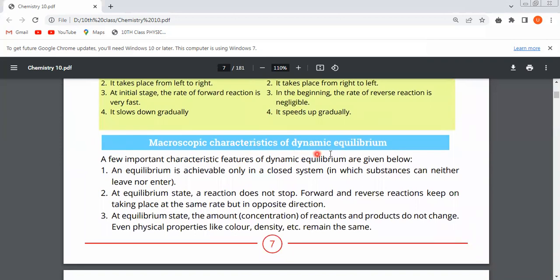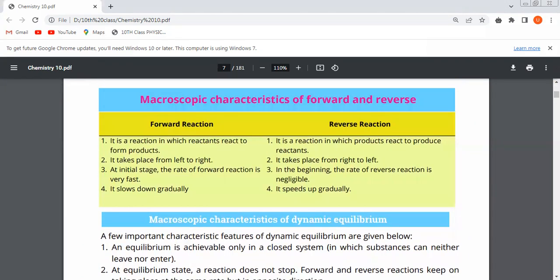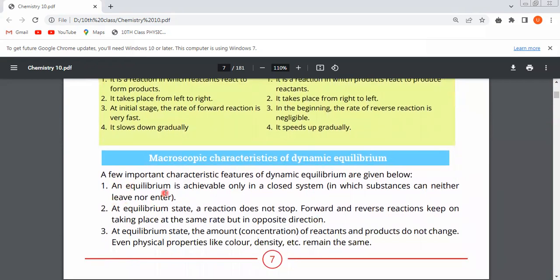Microscopic characteristics of dynamic equilibrium. An equilibrium is achievable only in a closed system. At the equilibrium state, a reaction does not stop. Forward and reverse reactions keep on taking place at the same rate but in opposite directions. At the equilibrium state, the amounts of reactant and product do not change, and physical properties like color, density, etc. remain the same.